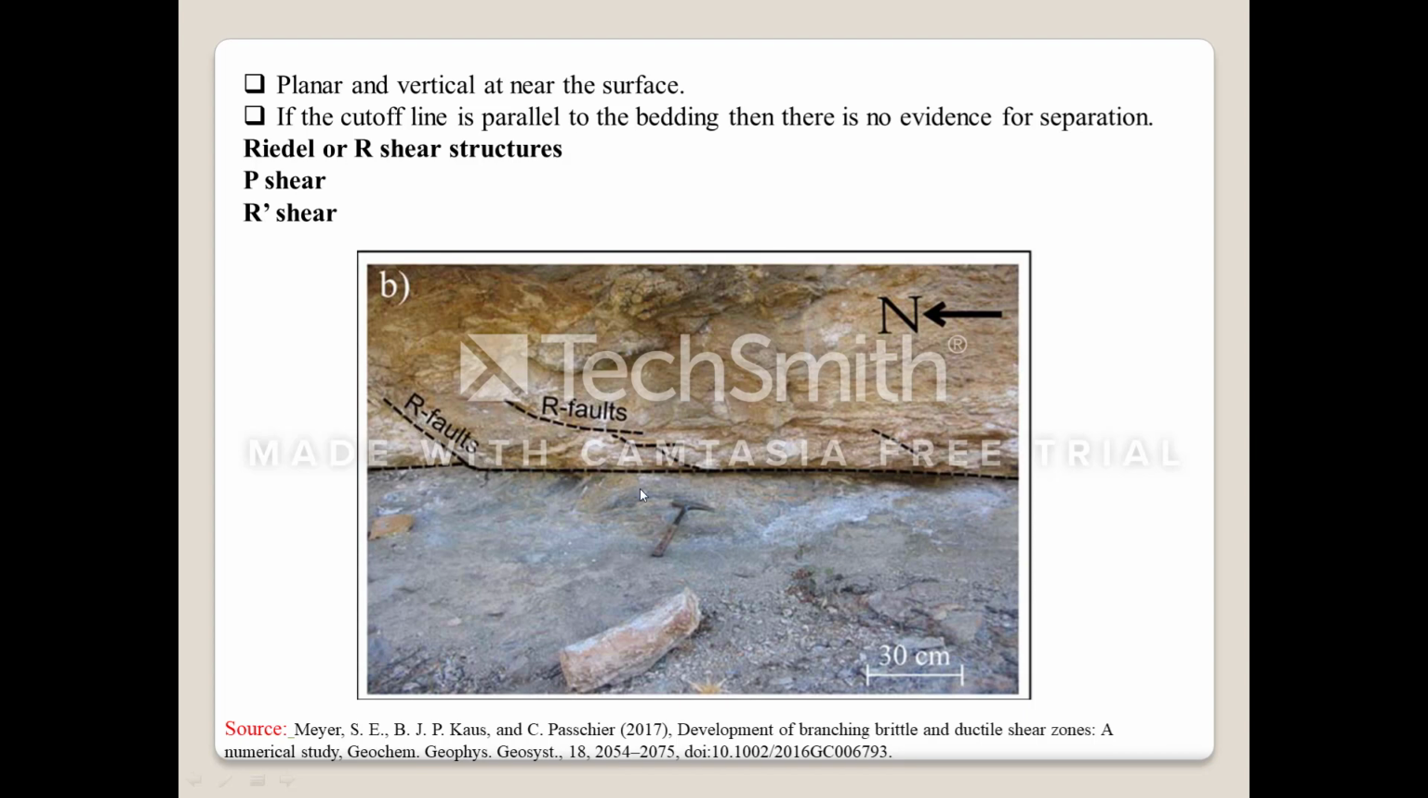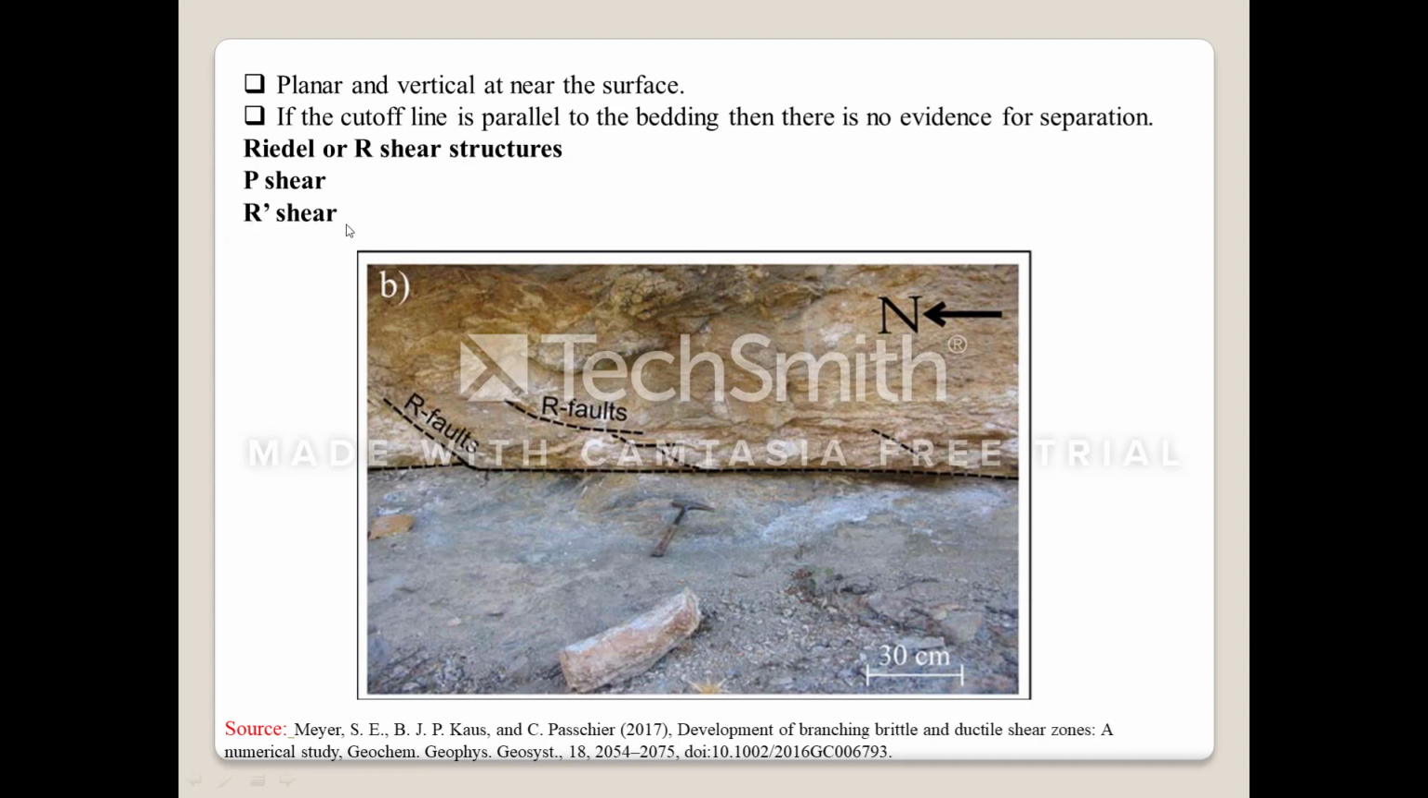Okay, and this always occurred at the low angle also. So with this we have P structures also. P shears are synthetic to the main folds, and are oriented symmetrically with respect to the fold from the orientation of the R shear. Then we have one more structure that is known as R dash shear.